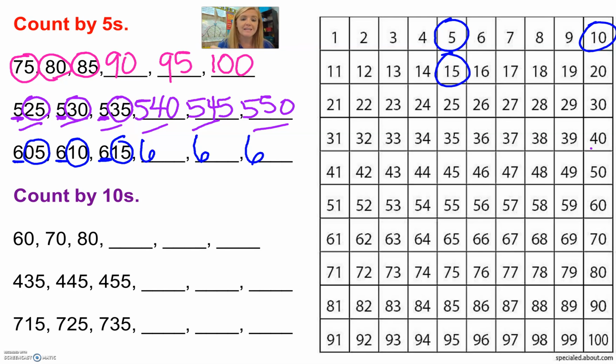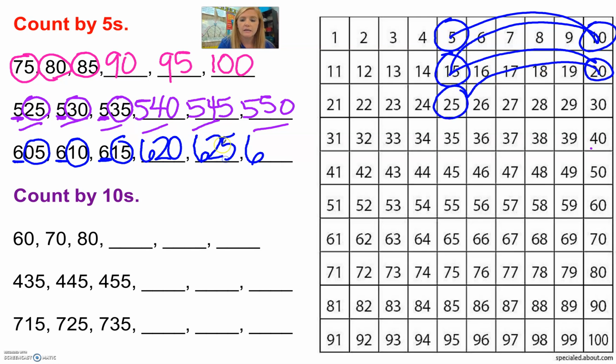So we need to find the next 3 numbers in the sequence by skip counting by 5. So I've got 5, 10, 15, back and forth. That's going to take me to 20. I can use that and plug it in. Back and forth, it's going to take me to 25, plug it in, and wrap up with 30. So you have 605, 610, 615, 620, 625, 630. So even though my numbers are 3 digits, I can still use my hundreds chart to help me find the pattern when I'm skip counting by 5s.